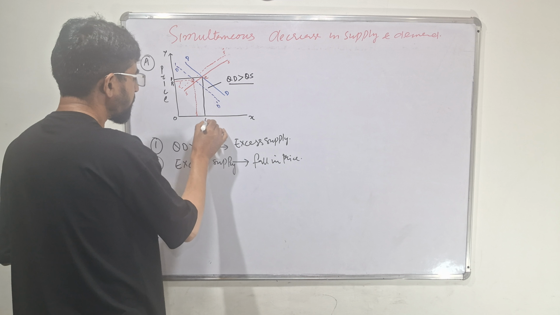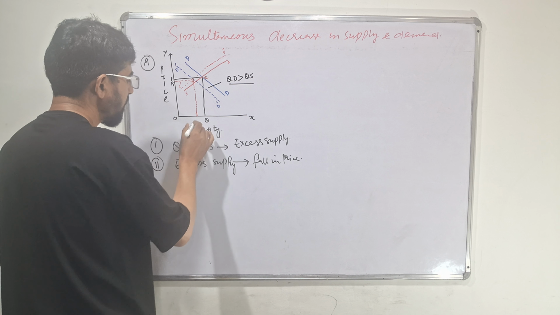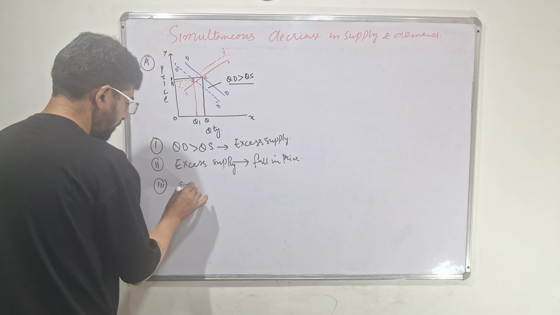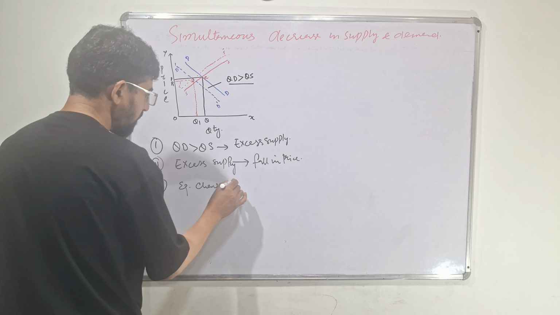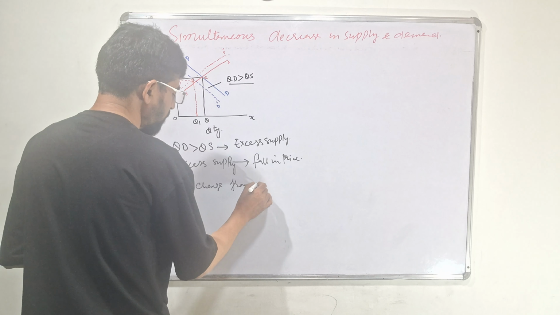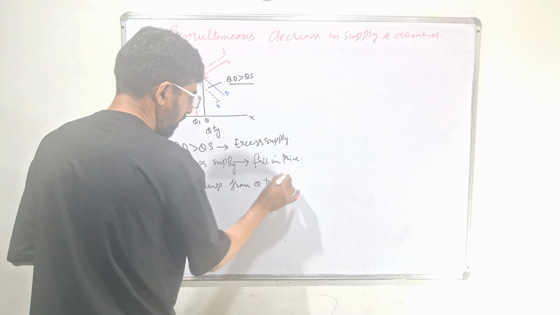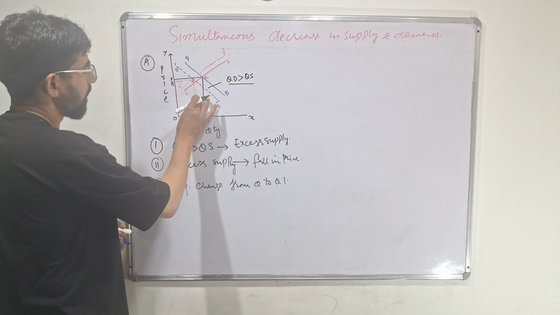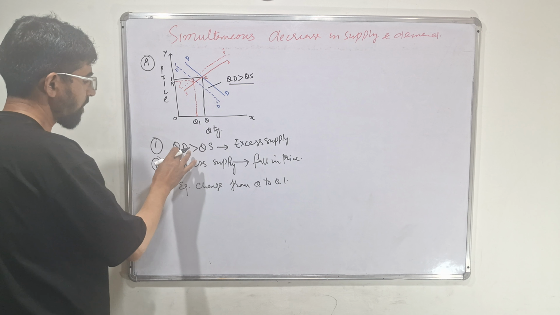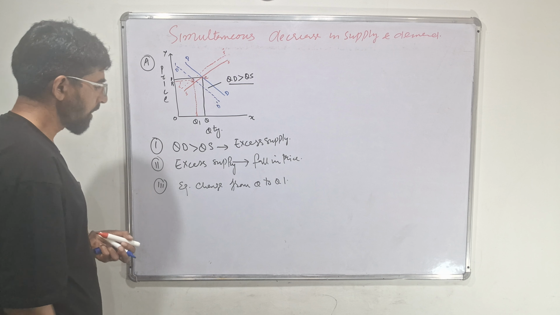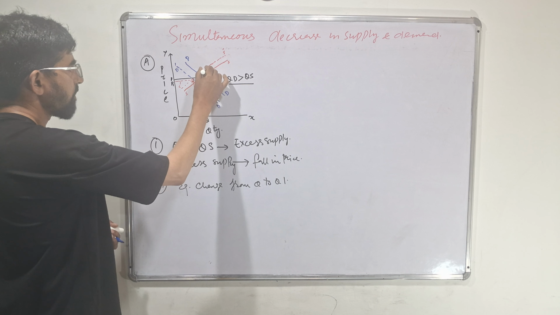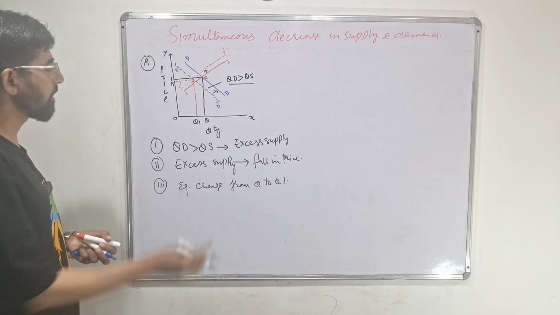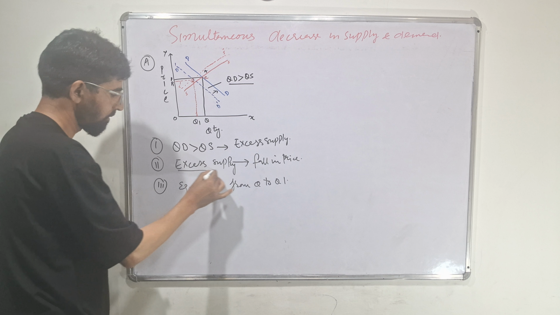And the equilibrium changes from the original, initial equilibrium, from Q to Q1. I will write the third point: equilibrium will change from Q to Q1. This is what we call excess supply. Quantity supplied is changing less as compared to the change in quantity demanded. Quantity demanded is changing more. That means here exists excess supply.